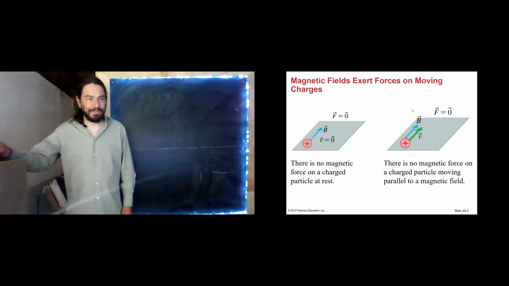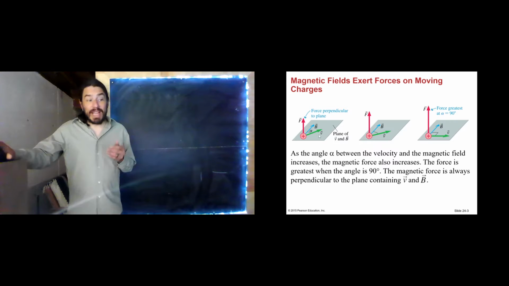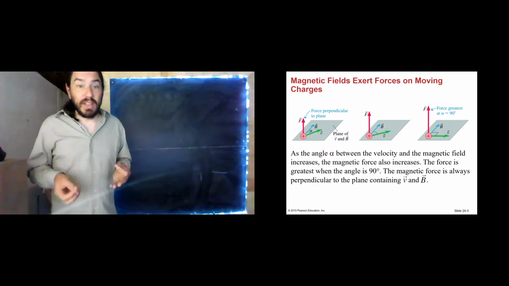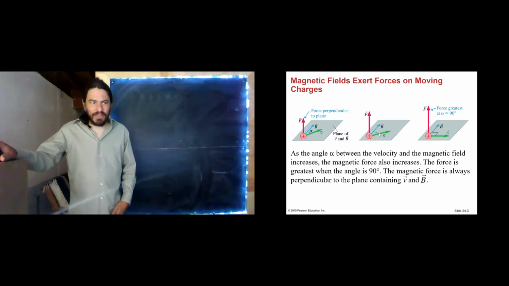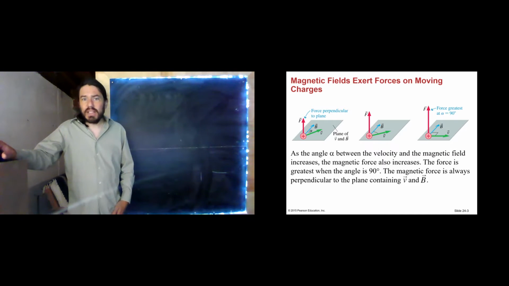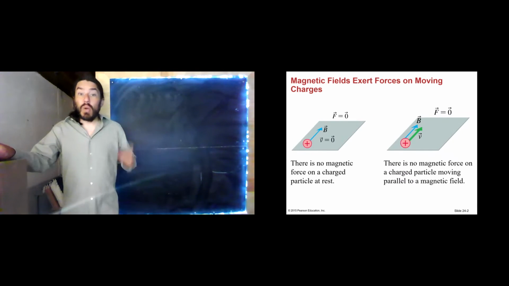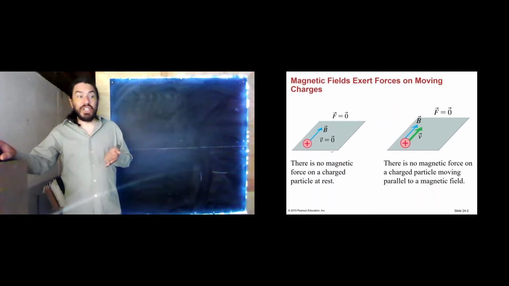So that's interesting also. We see that when there's an angle between the magnetic field and the velocity, though, we do see a force. Again, it's a little bit surprising that the angle between the magnetic field and the velocity determines the force, but it's true. As the angle between the velocity and the magnetic field increases, the magnetic force also increases. And the force is greatest when the velocity and the magnetic field are perpendicular. So again, we get zero force for a stationary particle. We also get zero force for a particle that is moving parallel to the magnetic field.